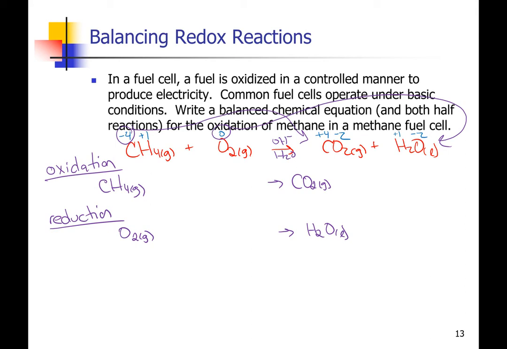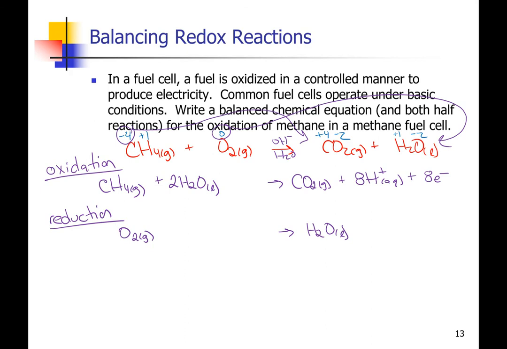So to balance the oxidation half reaction, I balance everything except oxygen and hydrogen. That's the carbon. That's done. Then I add water to balance my oxygen atoms, so I'm going to add 2 water molecules to my reactant side. Now I need to add solvated protons to balance my hydrogen atoms. I have 8 hydrogen atoms on the reactant side, so I need to add 8 protons to the product side. And then to balance out the charges, I'm going to also need to add 8 electrons to the product side.